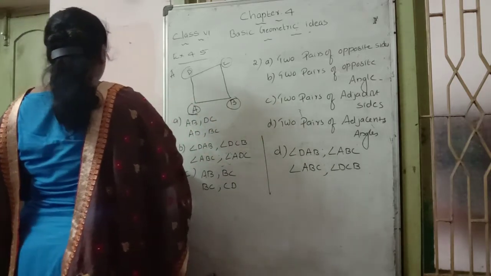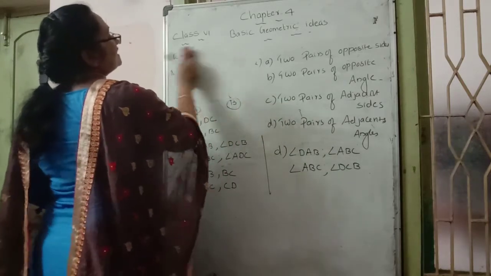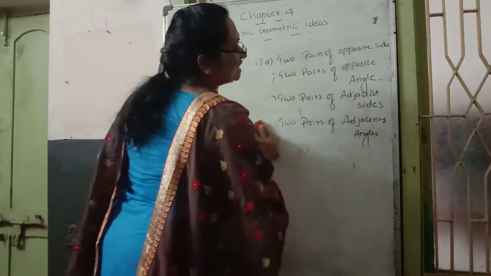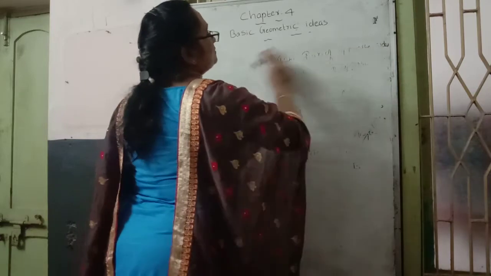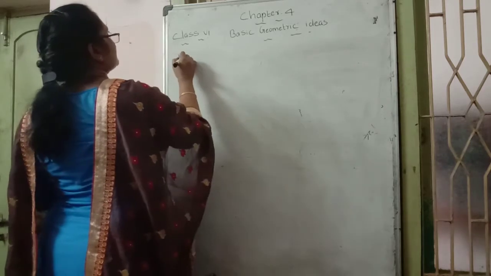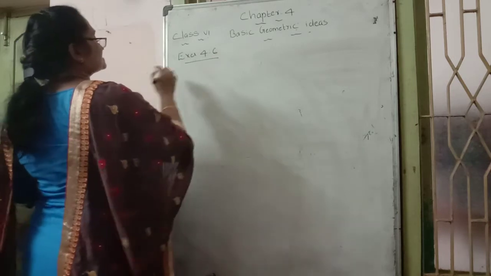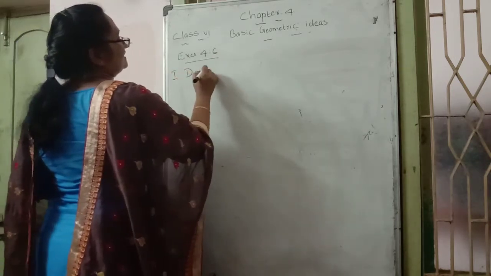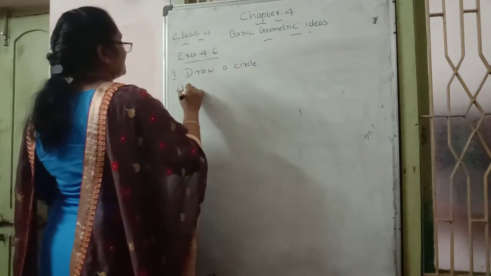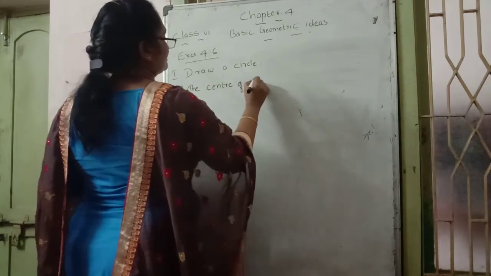Then next we go through exercise 4.6. Exercise 4.6 is the last exercise. They ask to draw a circle and mark some points on it. First, mark the center of the circle in that diagram. Center of the circle, mark it.